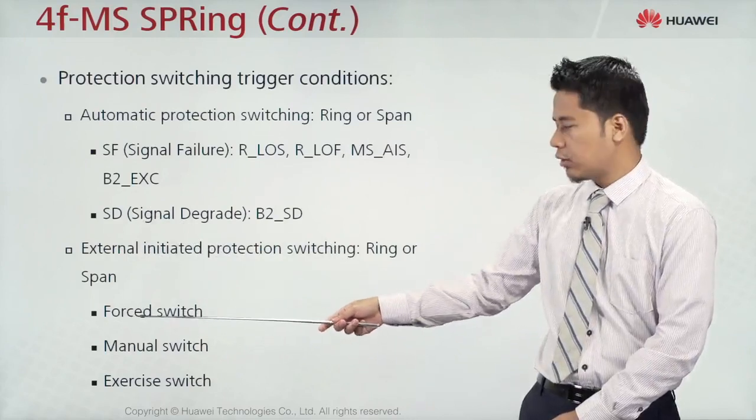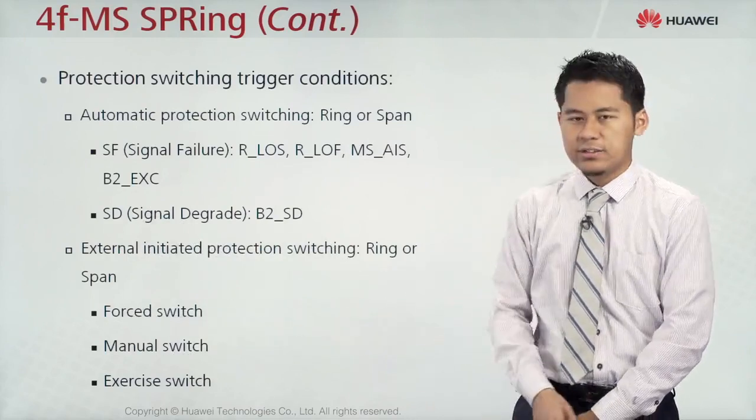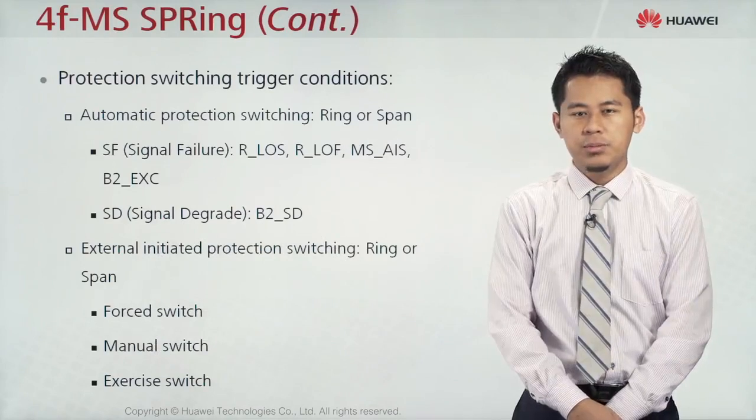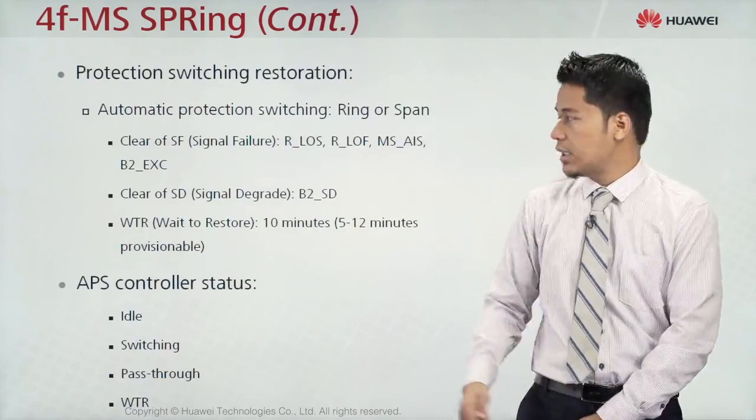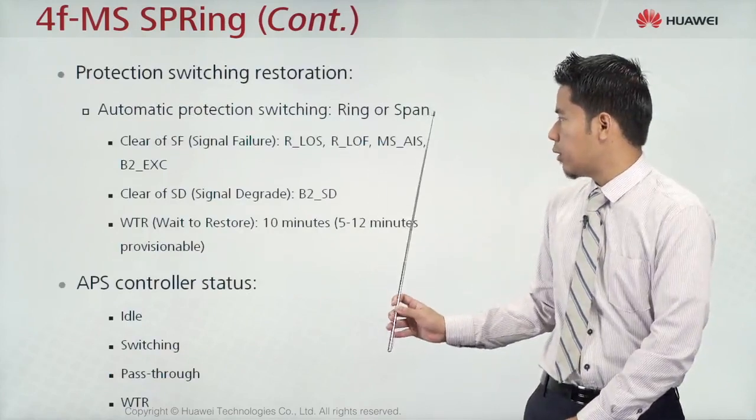You can make it a force switch, manual switch, and also an exercise switch. Most of the time, this is for the maintenance part. So this is the protection switching restoration. APS here will be made as a ring, and it can also be a span.